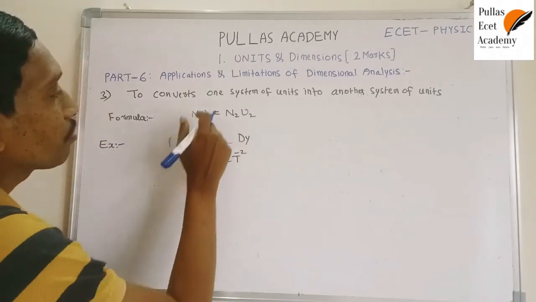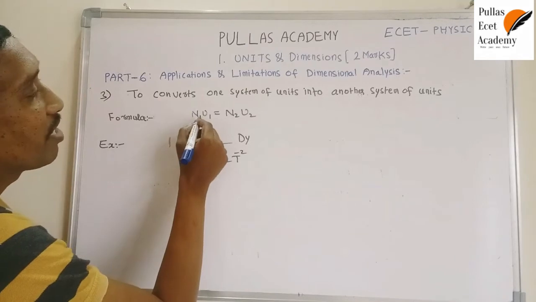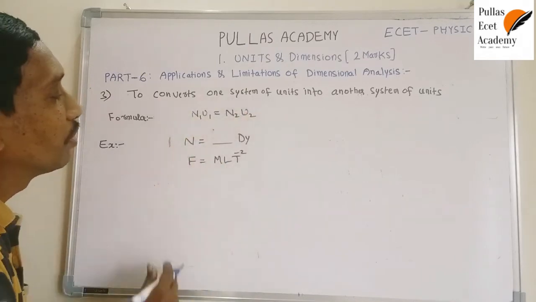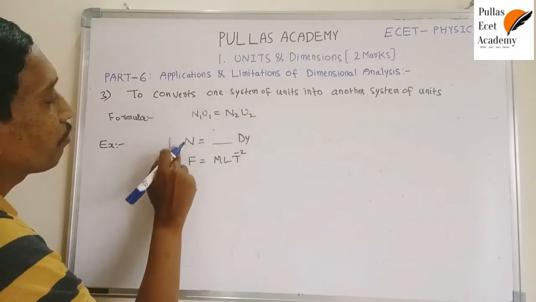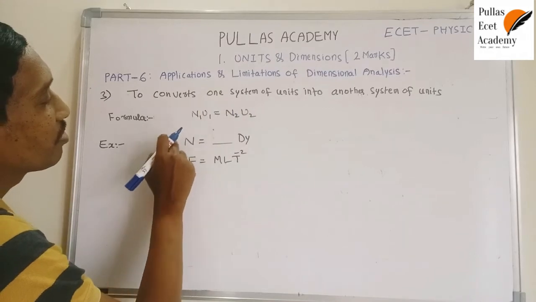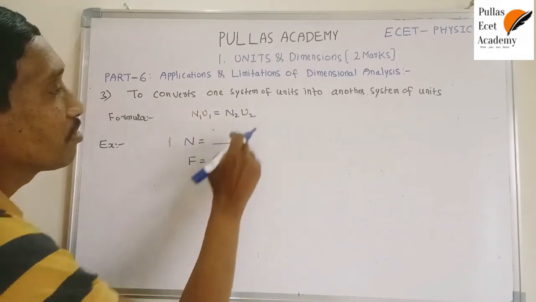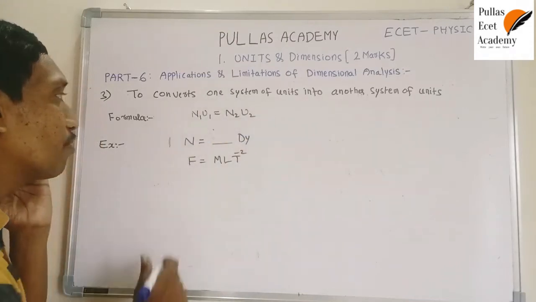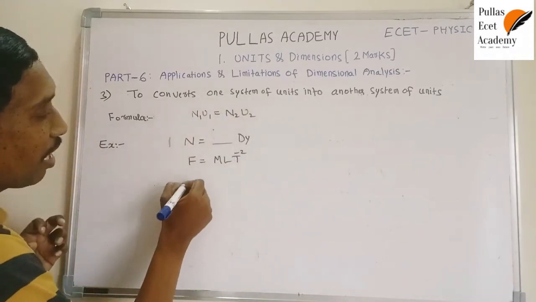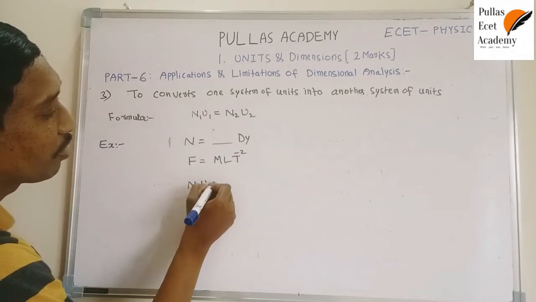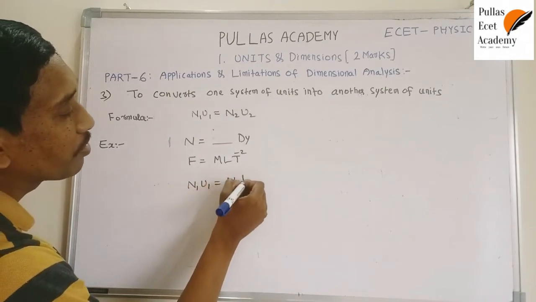Okay, now substitute in the formula. The actual formula is n1 u1 = n2 u2, and we need the n2 value here. Consider this is n1, this is u1, this is n2, and this is u2. Substitute all these values into this equation.